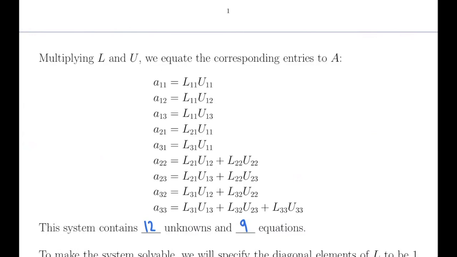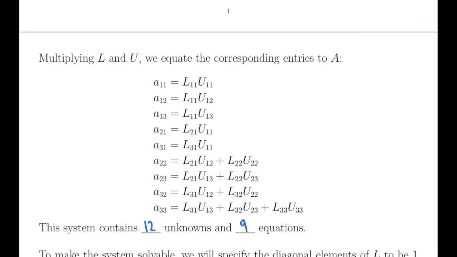So that tells me something interesting. That means there are infinitely many L's and U's. That means the LU decomposition of a matrix is not unique. There are free variables. So you're not going to get a unique L and U for a given matrix.